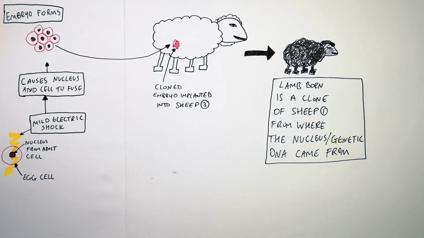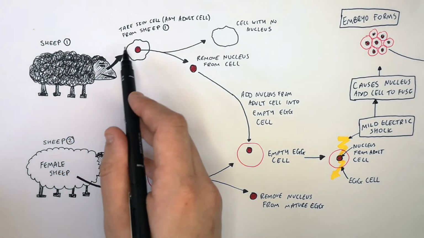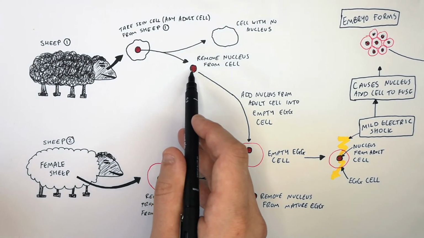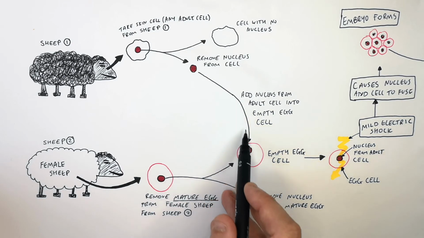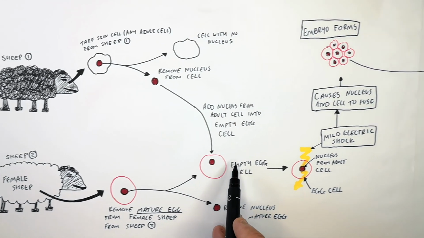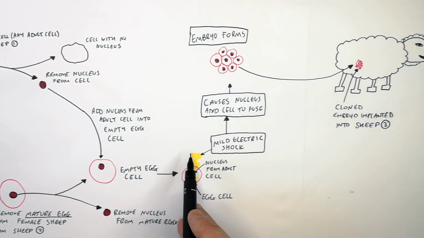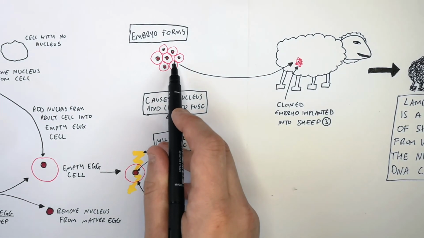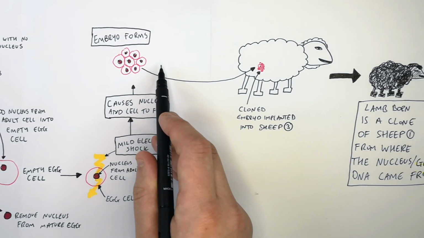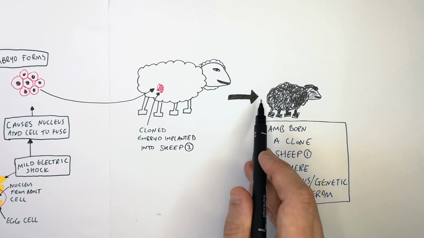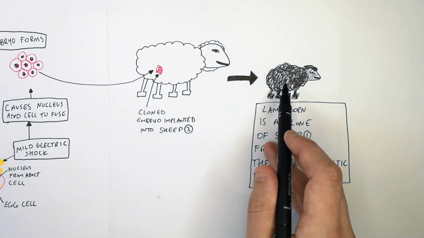So let's recap. The nucleus from an adult cell from sheep number 1, with black fur on its face and body, is removed. This diploid nucleus is placed into the empty egg cell from a female sheep. This cell is then given a mild electric shock. This mild electric shock causes the nucleus and the cell to fuse, forming a cloned embryo. The cloned embryo is then implanted into a surrogate sheep, this time sheep 3, and then the lamb born is going to be a clone from sheep number 1.